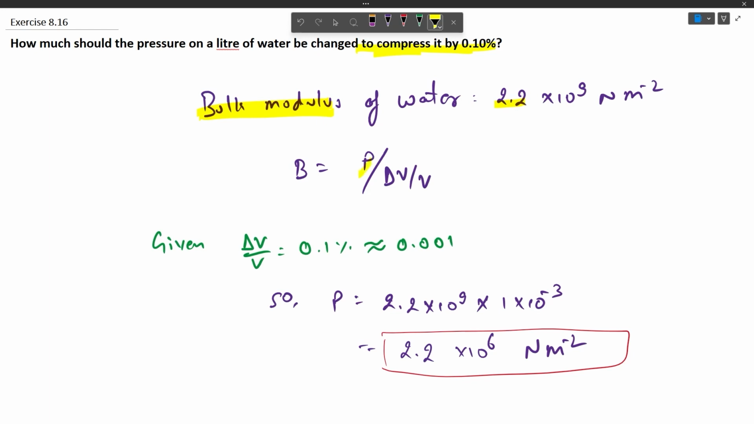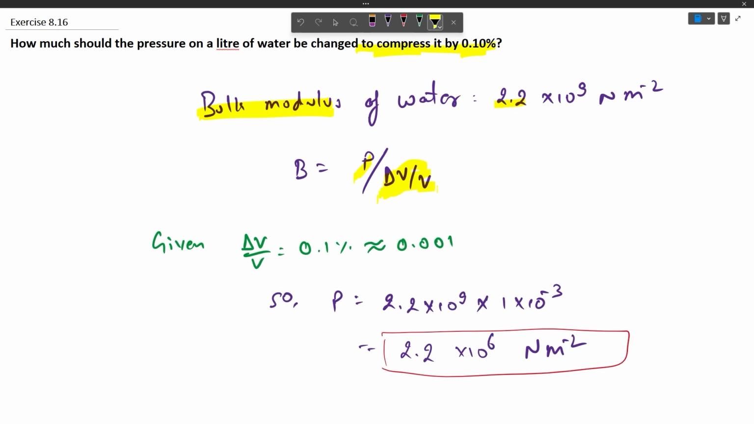Here P represents the increase in pressure, and this is the fractional decrease or change in volume. So we have to find out the fractional change in volume, how much pressure would be required to cause this much, 0.1% of change in volume. After converting this percentage into ratio, we get that the required change in volume is 0.001.